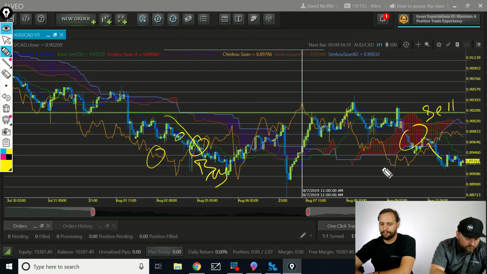Ichimoku. So I don't use it. However, I have used it in the past couple days, and it's worked out really well for me because I'm looking for those trending markets, and I've had a couple trades placed on it.